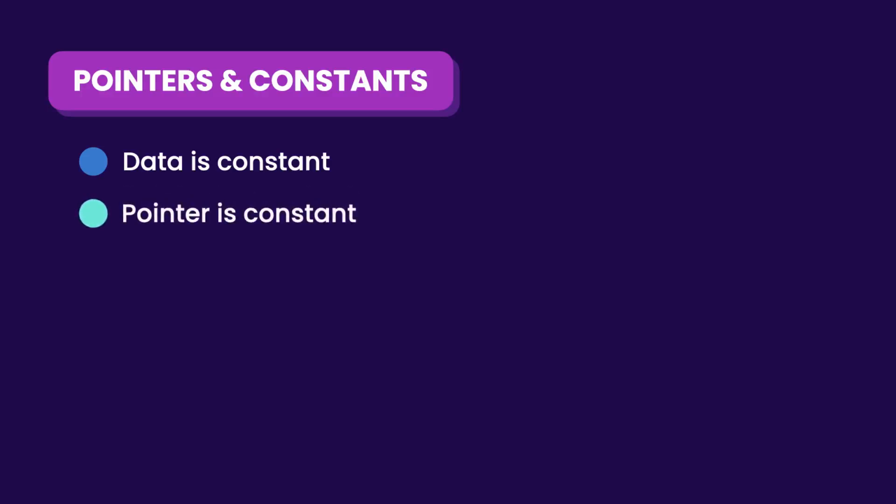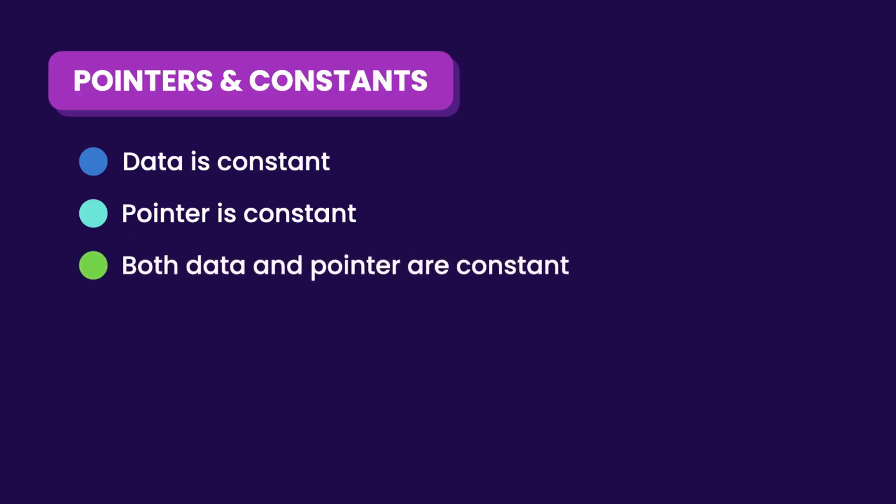Now, when it comes to pointers and constants, we have three scenarios. The first scenario is where the data is constant, but the pointer is not. So later on, we can have the pointer point to something else. The second scenario is where the pointer is constant. So once we declare and initialize it, we cannot have it point to something else. And the third scenario is where both the data and pointer are constant.